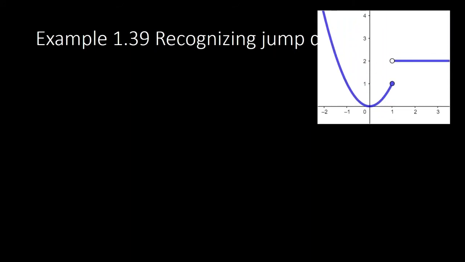Example 1.39, recognizing jump discontinuities. Well, it is easy to see the jump discontinuity if you see it as a graph. So again, the reason why you call it jump is because when we are graphing the function, we cannot graph it without lifting our pen from the paper. We have to jump.